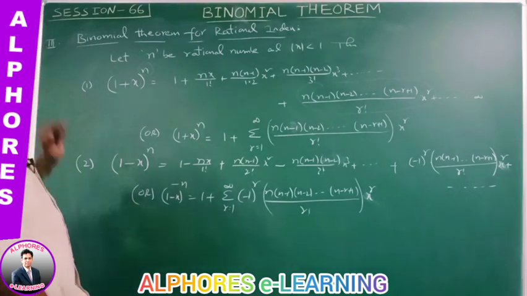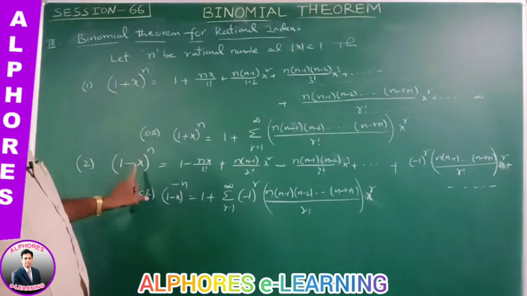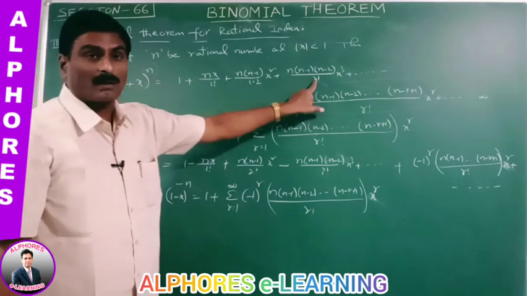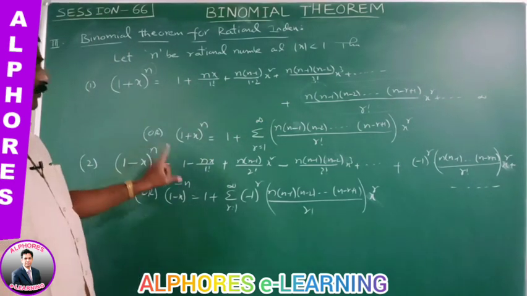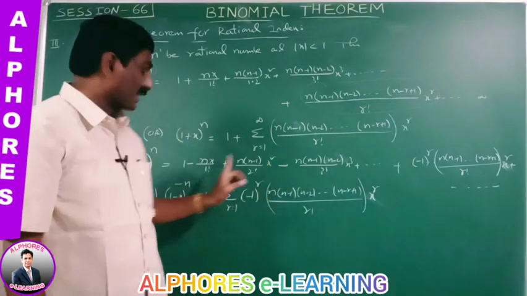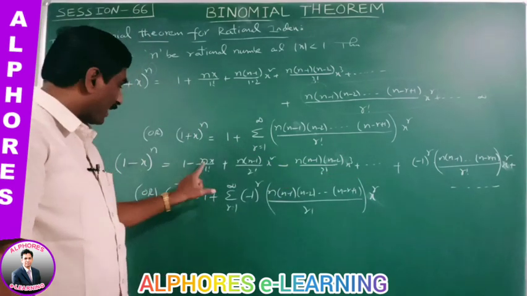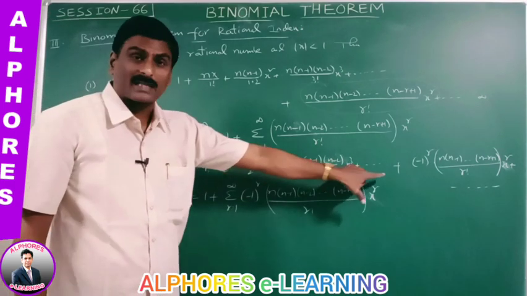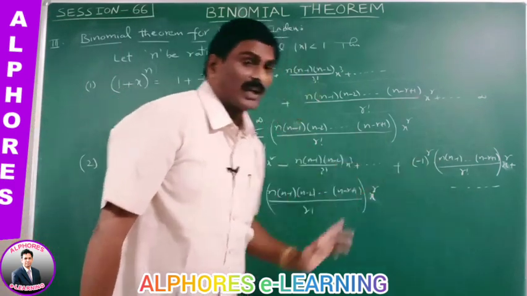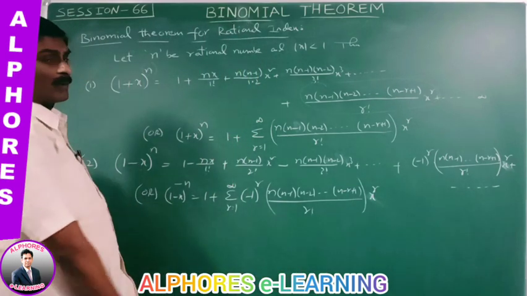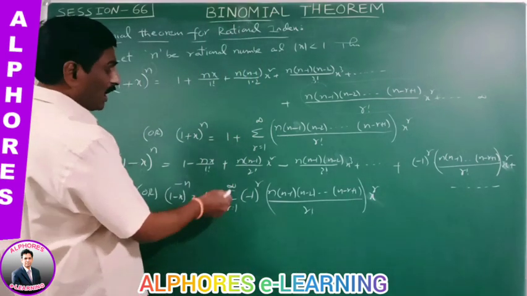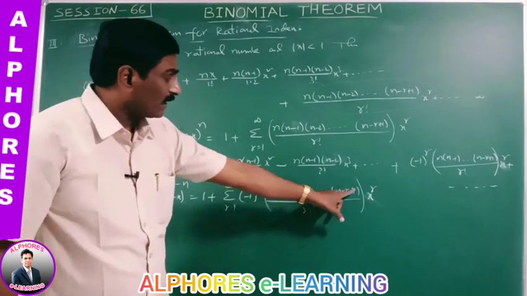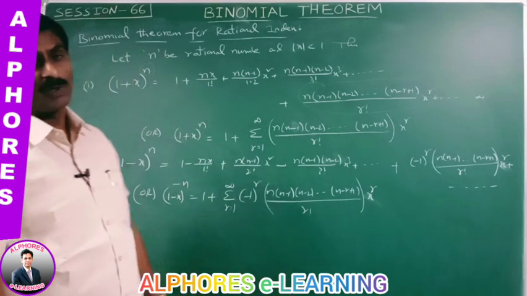Very very important. Next, put x equal to minus x in this equation. This is minus, this is plus. In this case plus plus, we get all values positive. But in this case it is minus, it is plus, so we get alternately plus and minus. 1 minus nx by 1 factorial plus n into n minus 1 by 2 factorial x square minus plus, so minus 1 whole power r into this value. Simply, 1 minus x whole power n is equal to 1 plus sigma r equal to 1 to infinity of minus 1 whole power r into n into n minus 1 so on n minus r plus 1 by r factorial into x power r.